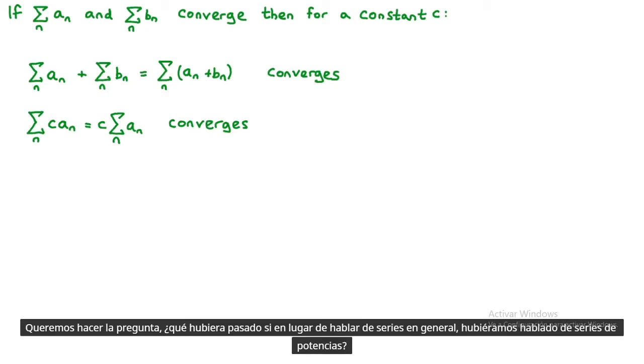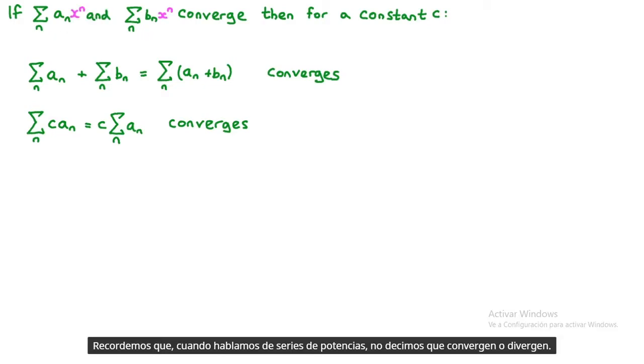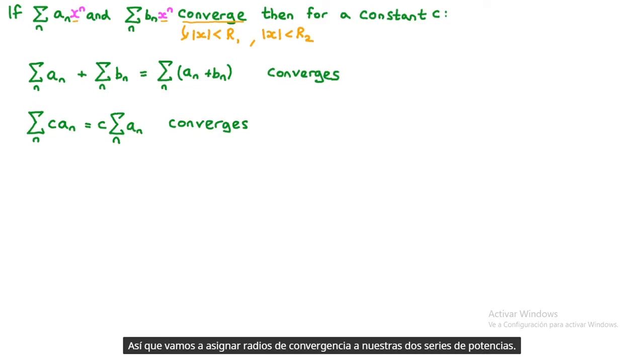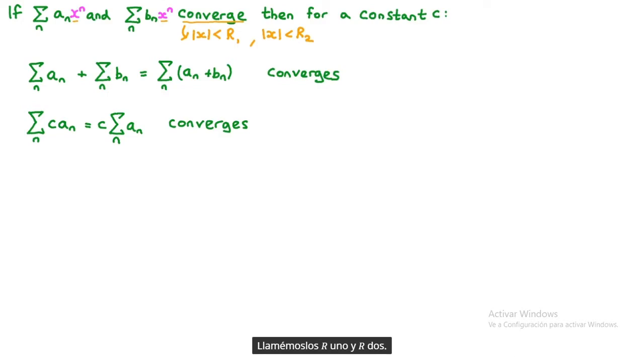Now we want to ask the question, what would have happened if instead of being given regular series, we were given power series? We recall, when we're discussing power series, they don't converge or diverge, instead they have what we call a radius of convergence. This is because x is a variable, so for each value of x we'll have a different series, and we want to know the values of x for which these series converge. So let's add radii of convergence for both of our power series. Let's call these R1 and R2.